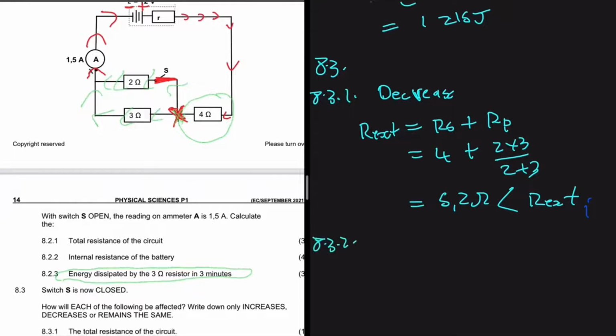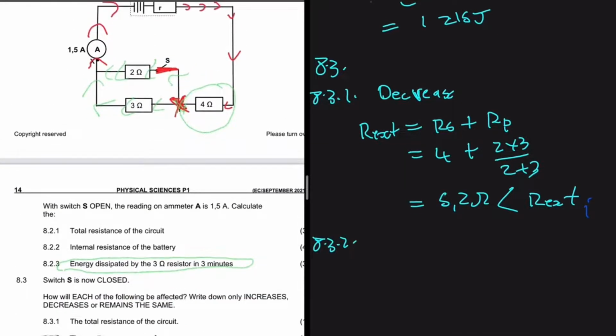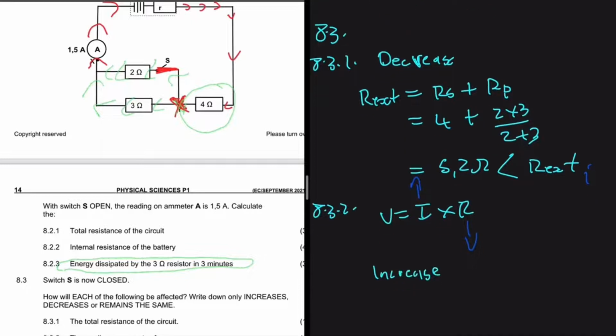8.3.2 says, how will the reading on ammeter A be affected? If V is equal to I multiplied by R, and the resistance went down, then the current should go up. So the reading on the ammeter will increase. If you decrease the resistance, the current goes up.